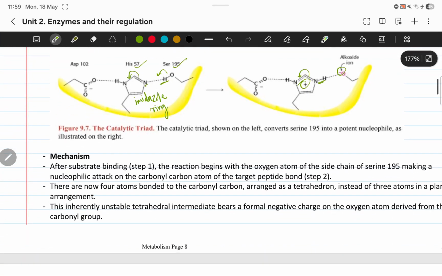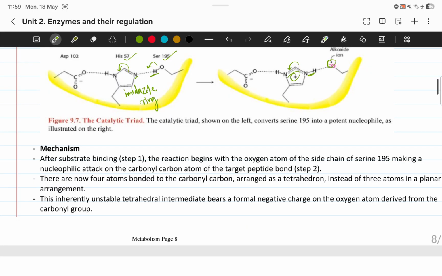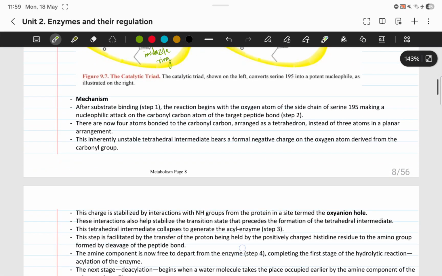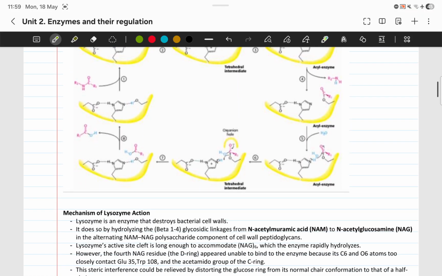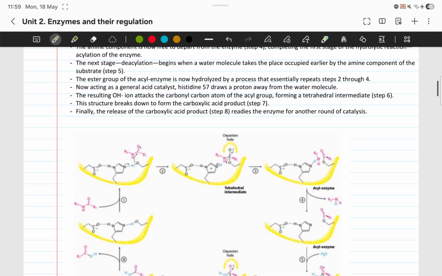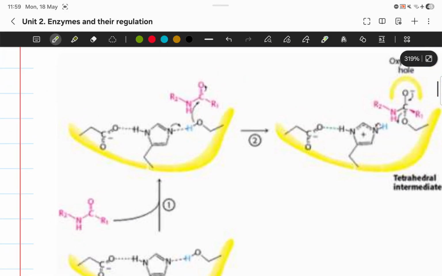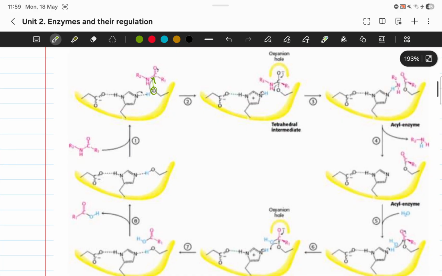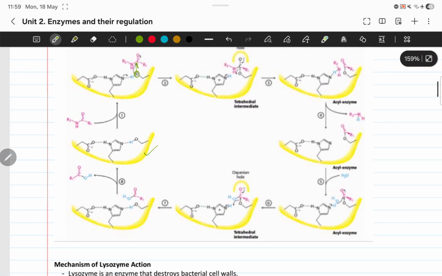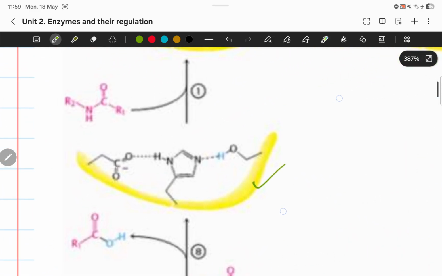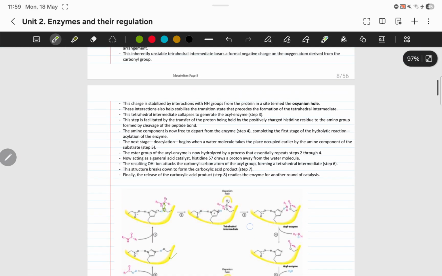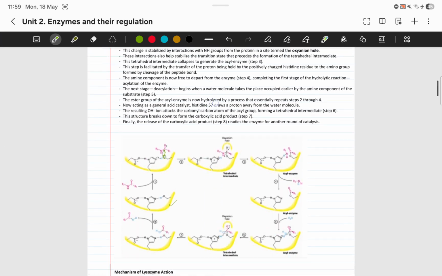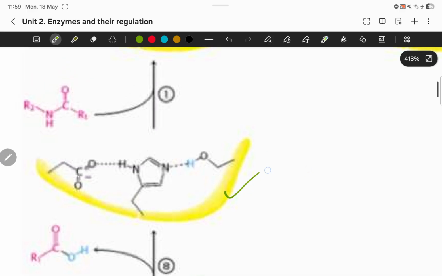The catalytic triad mechanism after substrate binding, step 1. The reaction begins with the oxygen atom on the side chain of serine 195 making the nucleophilic attack. This is a lot, so let us just see the diagram. We were there and now this amino acid is coming, and this oxygen is going to try and make a bond. Wait a second, where were we? Yes, we should start from here. So this is the triad. What is it called? The catalytic triad.